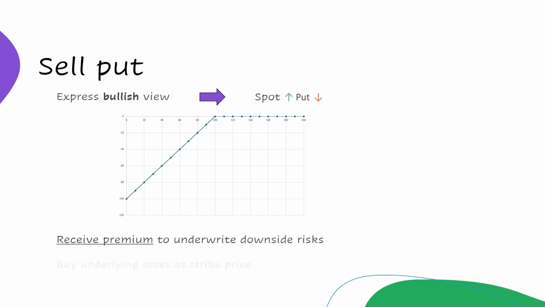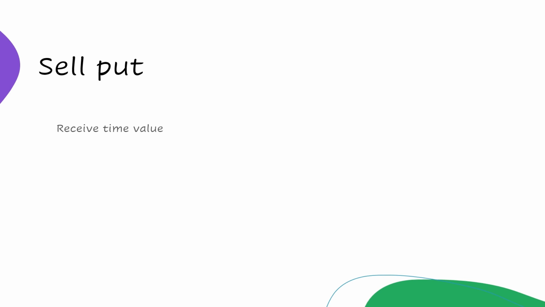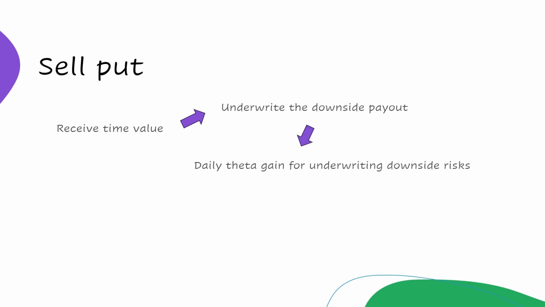One special thing about this strategy is that put sellers will buy the underlying at put strike when the short put expires in the money. This strategy can be thought of as positioning to buy the underlying when the underlying spot drops to the put strike level. Selling put means receiving time value to underwrite the downside payout of the put to option buyers. Effectively, put sellers receive daily theta to give put buyers the leverage power for betting on the underlying's downside moves.